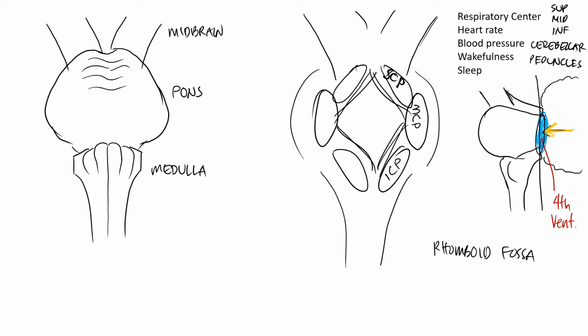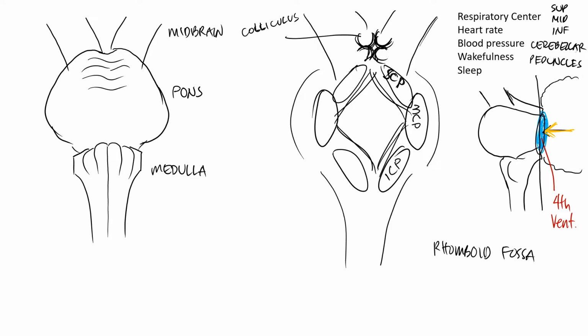Anyway, let's go back to your midbrain. In the midbrain, posteriorly, you have four round objects here. That's your colliculi, colliculus, singular. You have your superior colliculi and then your inferior colliculi.